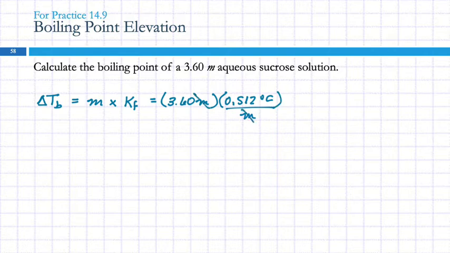Calculator. So this is 1.8432. With sig figs, it would be 1.84 degrees Celsius.